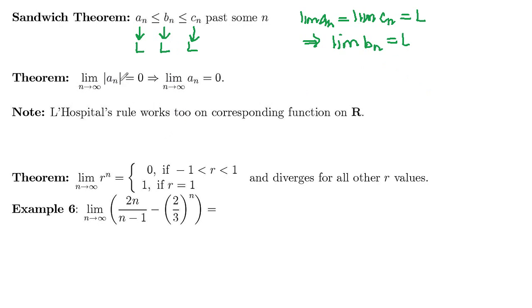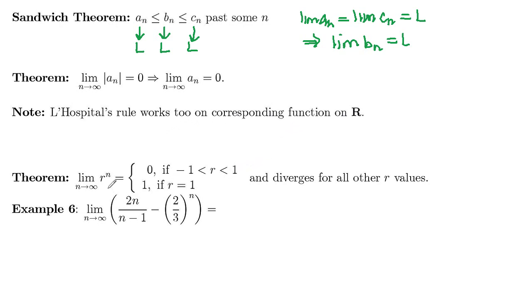Also, sometimes it's easier to look at the absolute value sequence, and if the absolute value sequence goes to 0, then the original sequence also has to go to 0. And then L'Hopital's rule also works for sequences. You just have to convert to the corresponding function on real numbers, because remember, L'Hopital's rule needed a continuous function.